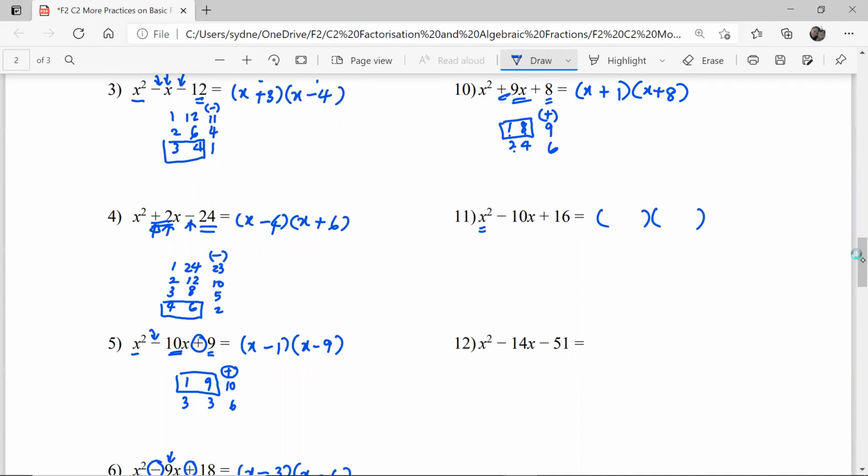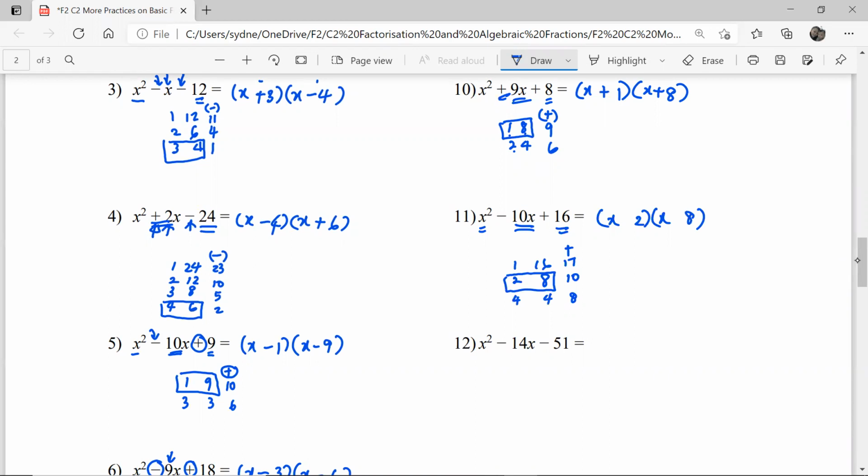X squared, that means both must be x and x. 16, so 1 times 16, 2 times 8, 4 times 4. Okay, so what are we supposed to do with these factors? We plus them. So 17, 10, and 8. So which one do we want? Look at the one in the middle. We want 10. That means 2, 8 will be our factors.